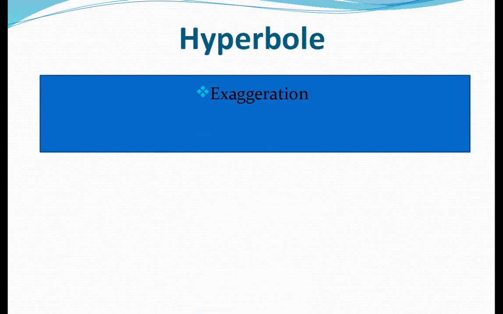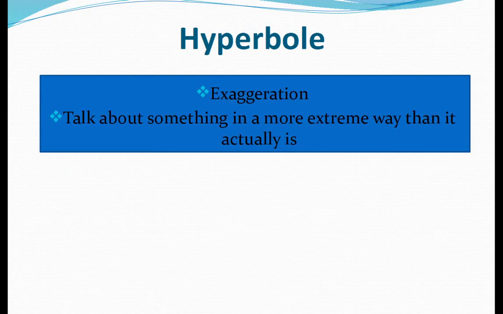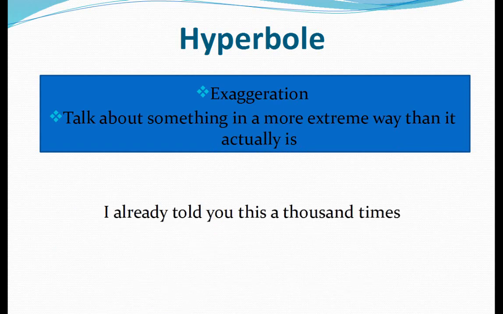Has your mom ever said, "I already told you this 1,000 times," although she only told you once? Mine has. This phenomenon is called an exaggeration in English. If people talk about things in poetry in a more extreme way than they actually are, we call this exaggeration and this literary device a hyperbole. A hyperbole is an exaggeration. It's used when people talk about something in a more extreme way than it actually is.